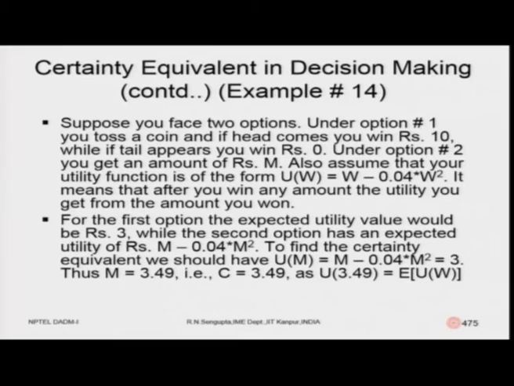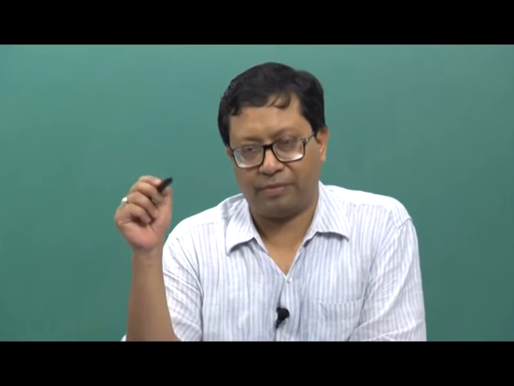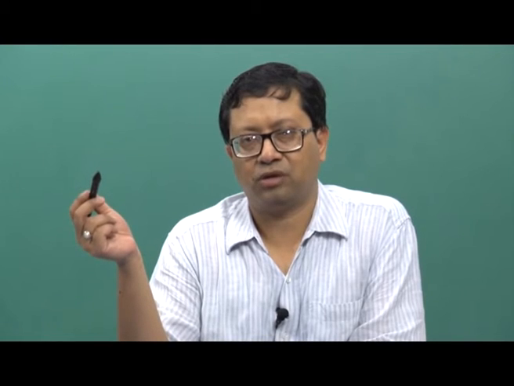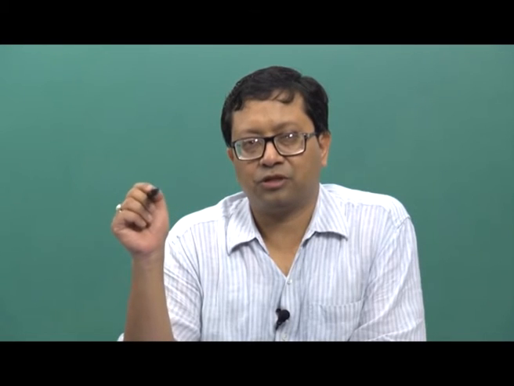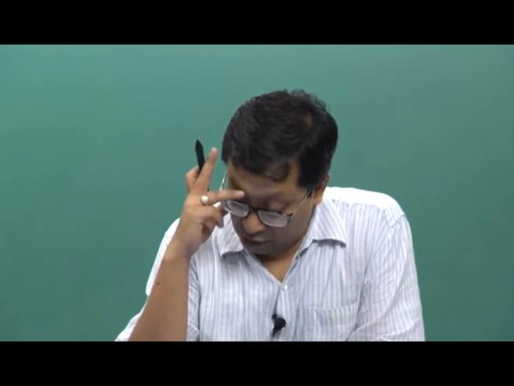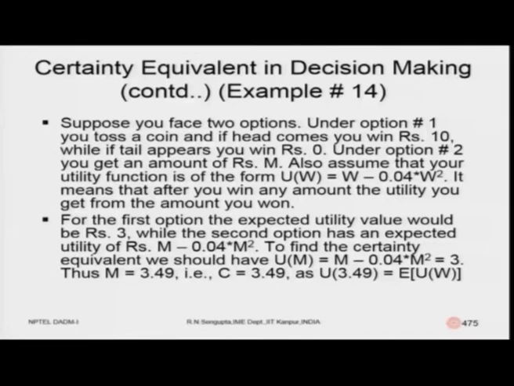For the first option, you are trying to analyze the utility function based on the calculation I showed: 10 minus 0.04 into 10 square in the bracket, multiplied by half, which is the probability, plus the other option, 0 minus 0.04 into 0 square in the bracket, that whole thing into half. That will be equivalent to the value of m in utility terms, which is m minus 0.04 into m square. To find the certainty equivalent, the utility value would be equal to 3.49.